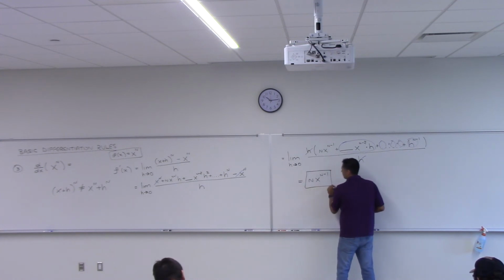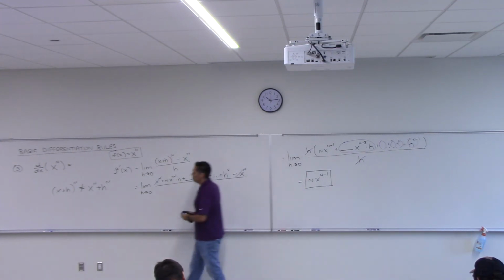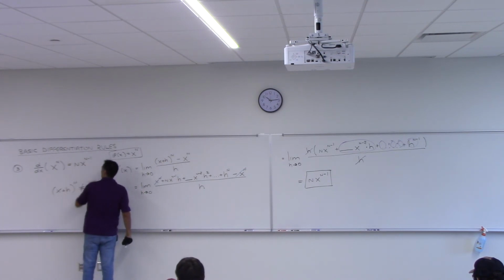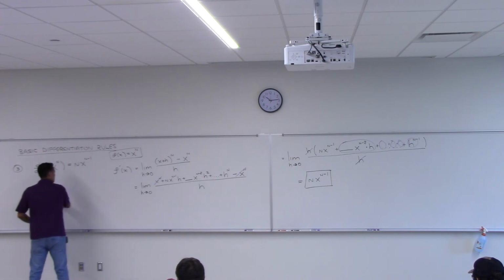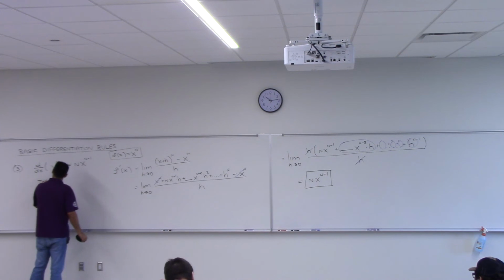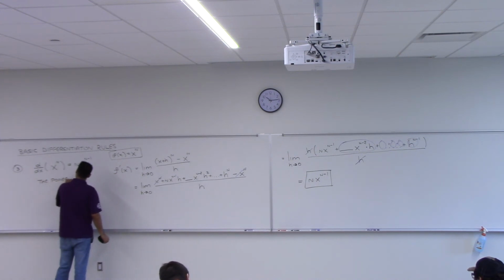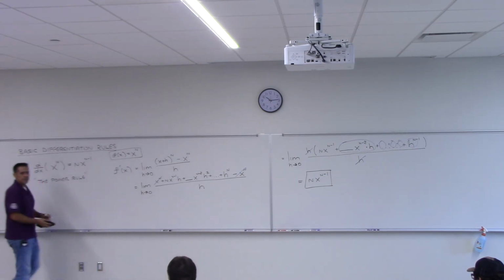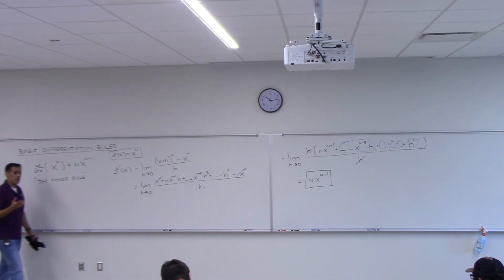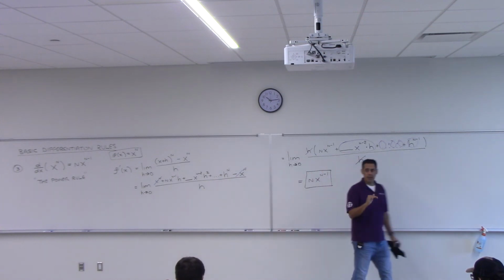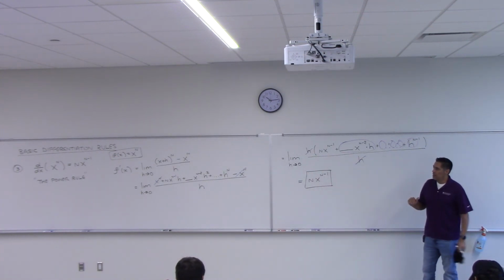And that is our formula. N x to the n minus 1. And this very, very important rule is called the power rule. The power rule. And I cannot stress to you how powerful this rule is, because now, in theory, we can take the derivative of x to any power. Any power. All right? Let's see it in action.